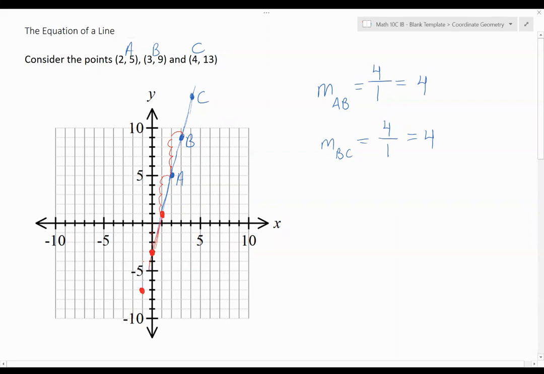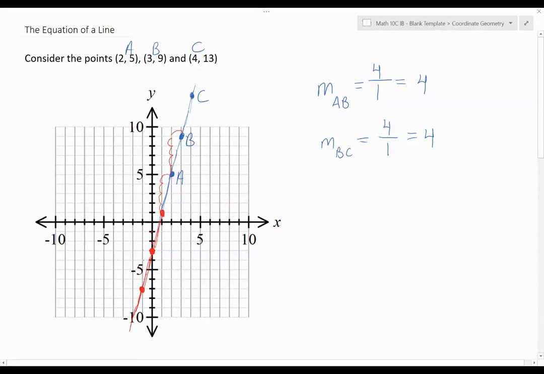So that line can continue. So any of these points with any of these slopes. Now I've just been going 4 and 1, but I could go, for example, up 2 and over half, or up 8 and over 2, anything that has a ratio of 4 to 1.